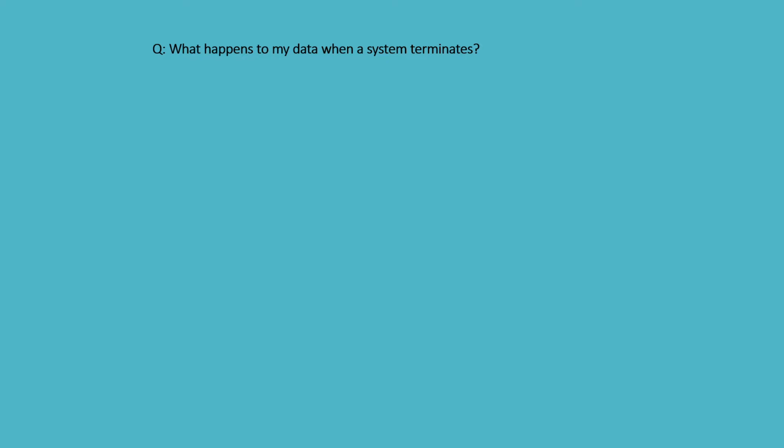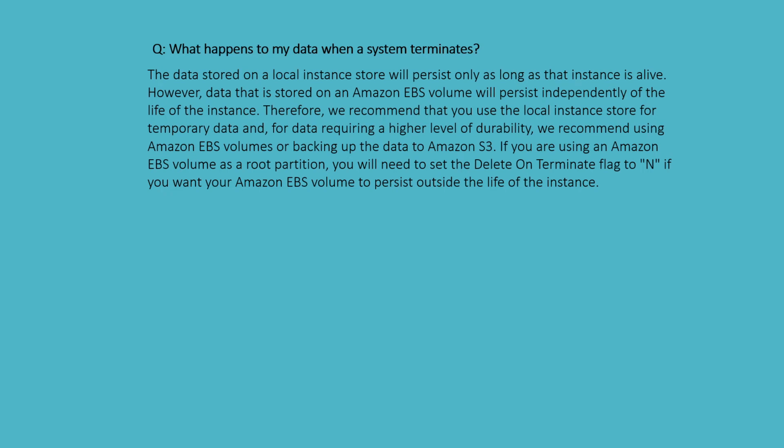First question: what happens to my data when the system is terminated? The data stored on the local instance store will persist only as long as that instance is alive. However, data stored on an Amazon EBS volume will persist independently of the life of the instance. Therefore, we recommend that you use the local instance store for temporary data. For data requiring a high level of durability, we recommend using the Amazon EBS volume, backing up the data to Amazon S3.